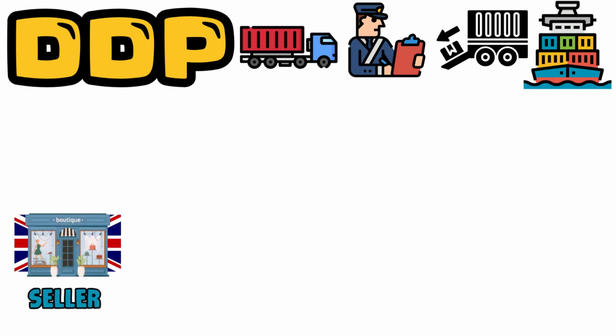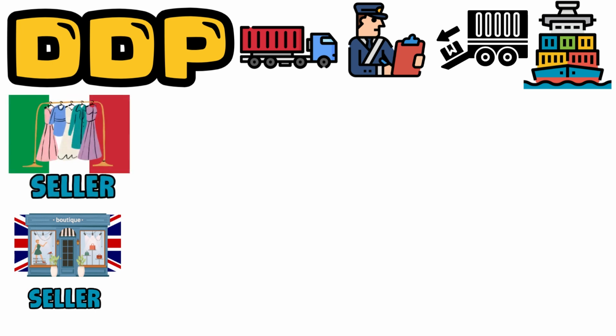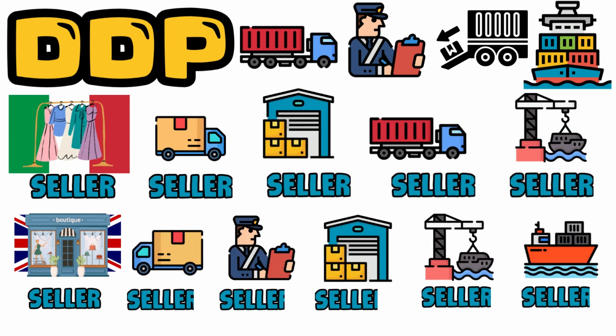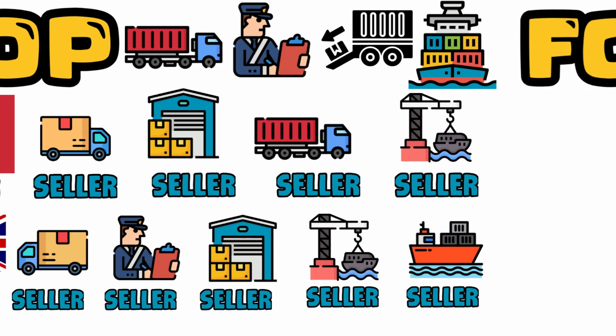Picture this. You run a luxury boutique in the United Kingdom, and you're buying designer clothing from a fashion house in Italy with DDP terms. The Italian seller not only delivers the clothing to your store, but also takes care of all costs, including customs fees. You only need to receive and display the clothing.